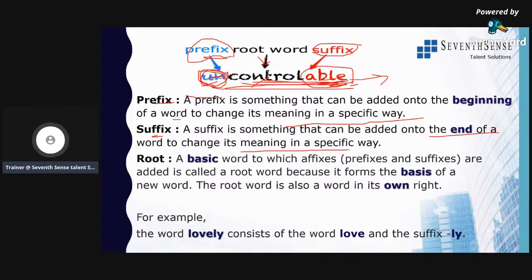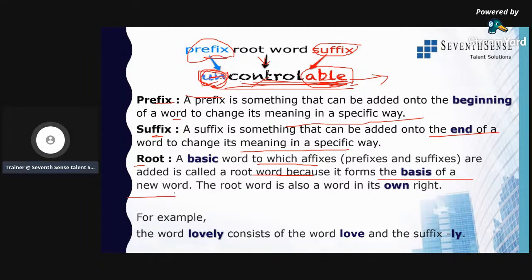Suffix, whatever you add, like -able, is just showing its ability, whether it is able or not. Coming to the root word: a root word is a word to which affixes like prefixes and suffixes are added, and it forms the basis of a new word.